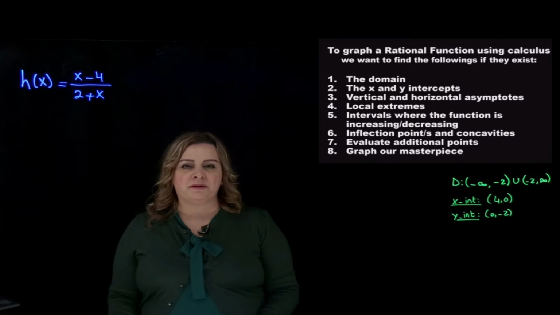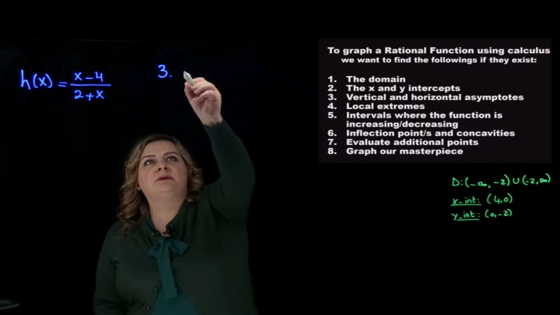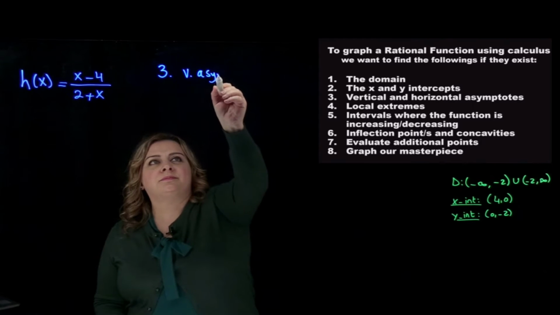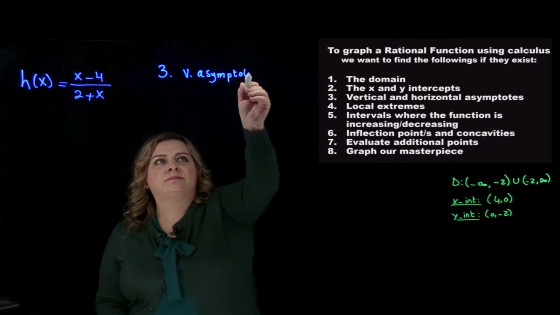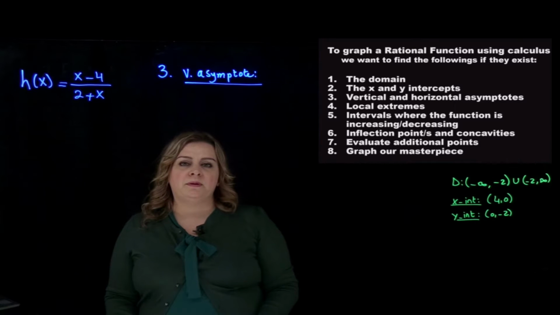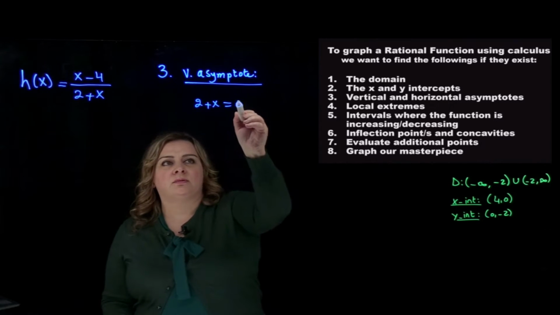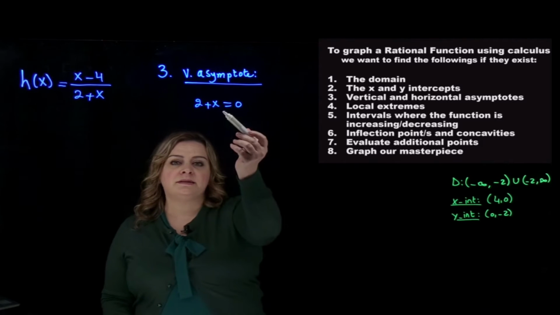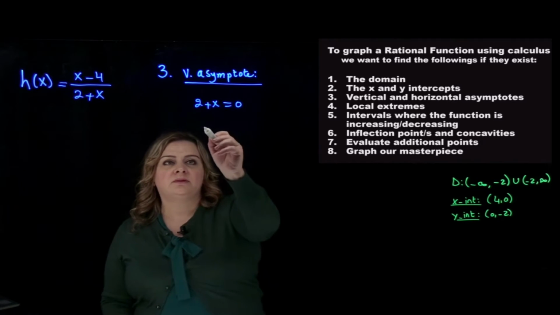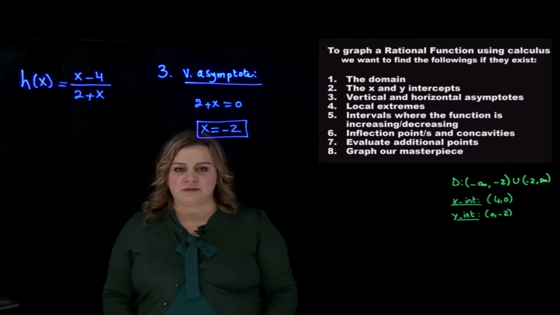We now arrive at step 3, and step 3 says to find the vertical and horizontal asymptotes. So step 3, we first want to find the vertical asymptote. To find the vertical asymptote, we will set the denominator equal to 0 and solve for x. Our denominator is 2 plus x, and we want to set that equal to 0. To solve for x, we subtract 2 from both sides to have x equal to negative 2. And this is our vertical asymptote.